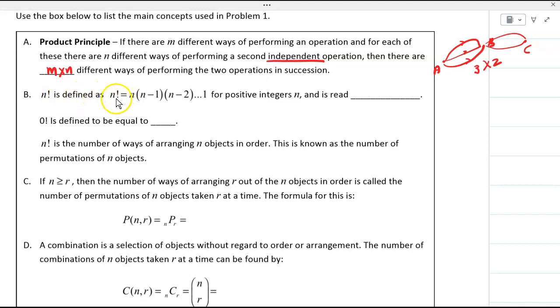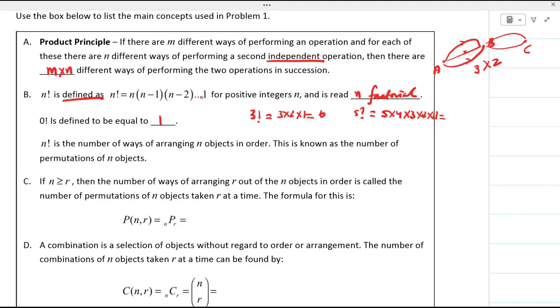N factorial is defined as n into n minus 1 into n minus 2 up to 1. Defined means you can't challenge it. So 3 factorial is 3 into 2 into 1, 3 2s are 6. 5 factorial is 5 into 4 into 3 into 2 into 1. It is read as n factorial. 0 factorial is defined to be 1.